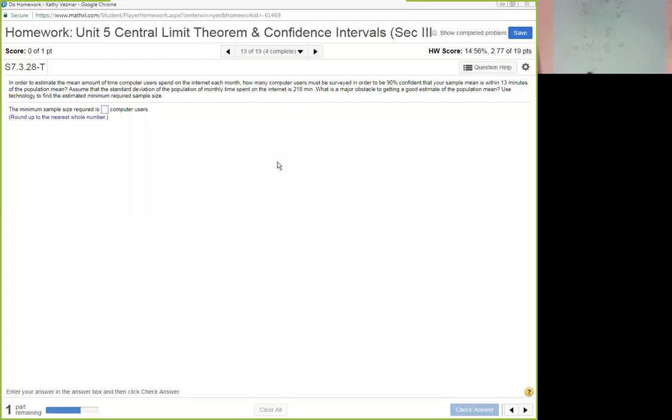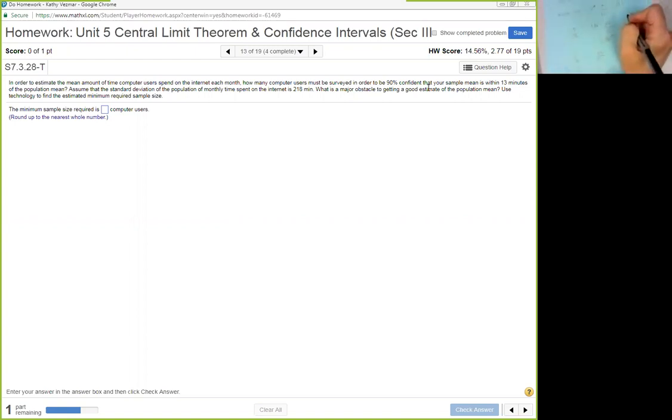Let's look at another example. Another question where we're trying to find the minimum sample size, and we're using the idea of confidence intervals and the margin of error to do that. So we know that we want to be 90% confident that the sample mean is within 13. So in this case, the margin of error is 13.